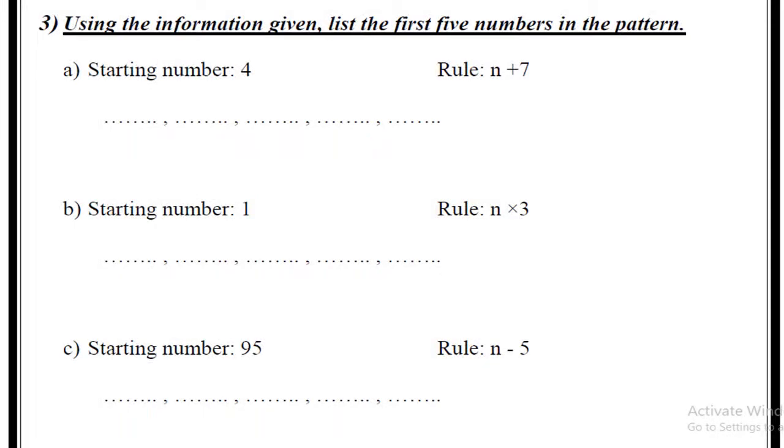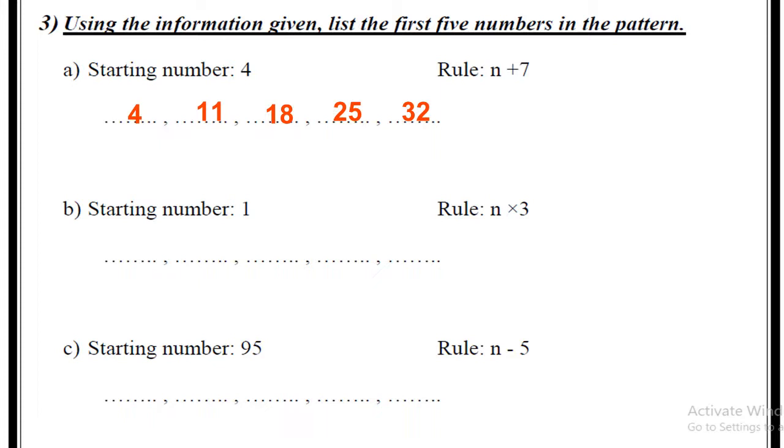And now here I want number 3: using the information given, list the first 5 numbers in the pattern. Letter A: starting number 4, and the rule is n plus 7. So the first number here is 4. The rule n plus 7 means 4 plus 7, so each time we will add 7. 4 plus 7 will be 11. 11 plus 7 will be 18. 18 plus 7 will be 25. And 25 plus 7 will be 32.